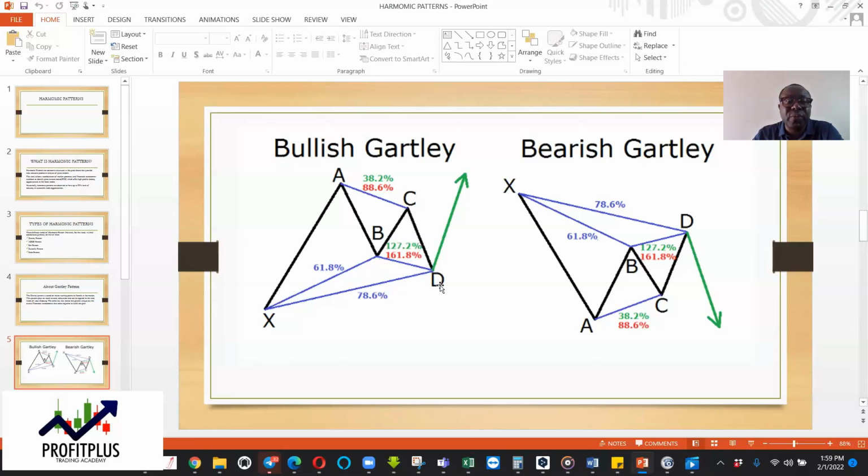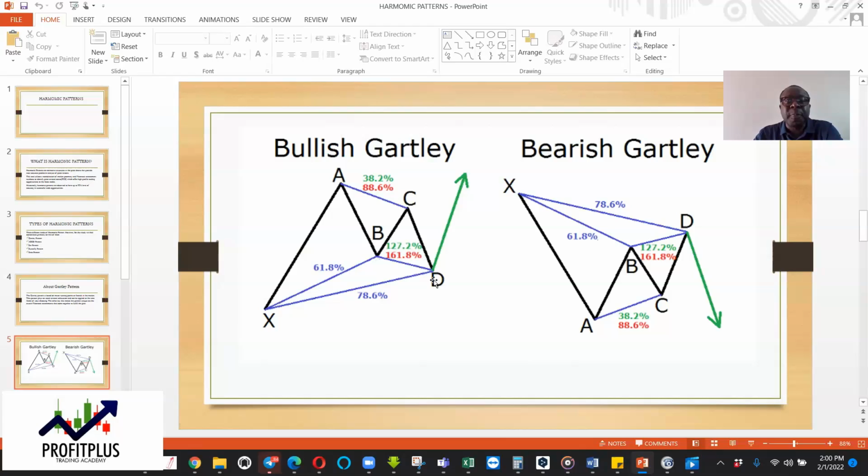This whole move from C to D should be between 127.2% to 161.8% of this whole move. D has gone into extension. If D gets to this level of B, at this point it will be 100%, but it should move down lower than this B. It's just an extension of 127.2%, but not more than 161.8%.